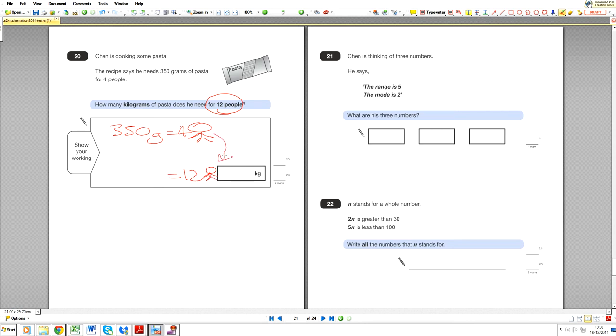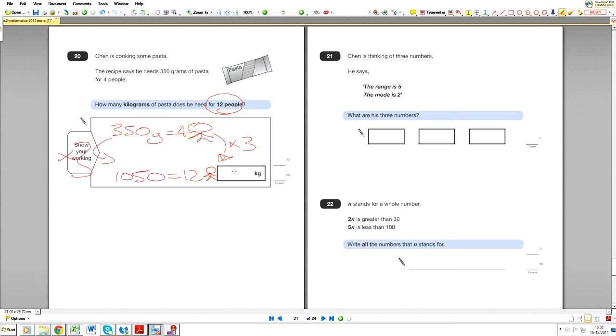What do we do? 4 people to 12 people, we multiply by? Okay, you mean 3. Times by 3. So if you multiply the right hand side by 3, you have to multiply the left hand side by 3. So 350 grams times by 3 will give us 1,050 grams. Well done.